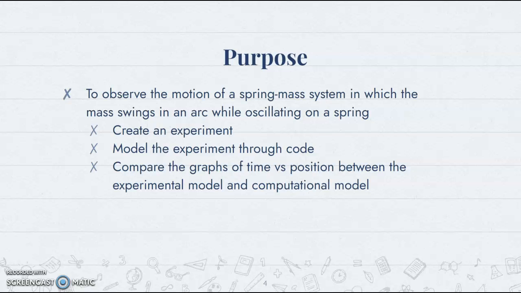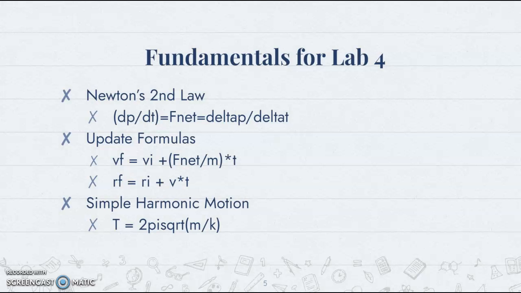But before we get started, we must go over the fundamentals. Newton's second law can then be transformed into dp/dt equals F net, which equals delta P over delta t, with P representing momentum and t time. We then have our velocity and position update formulas, which are, in order, v final equals v initial plus F net divided by m times t, and r final equals r initial plus vt. We must also use the simple harmonic motion equation, which is T equals 2 pi times the square root of m divided by k, with m representing the mass of the object and k the stiffness of the spring.